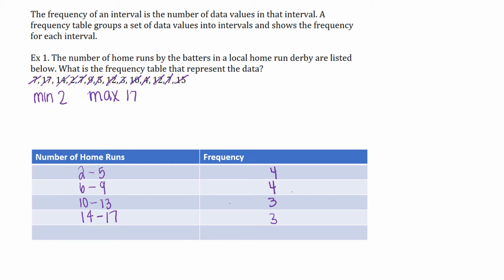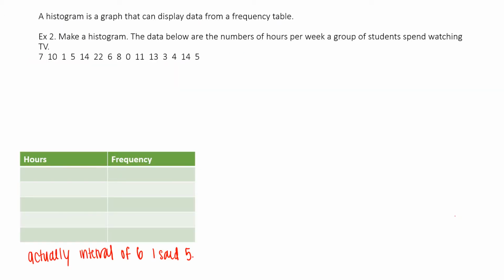You could go ahead and maybe you want to go by 2s instead of by 3s, so your frequency chart would look different. Okay, next we have a histogram. It displays the frequency table data. So we're going to start off by making a frequency table for this data.